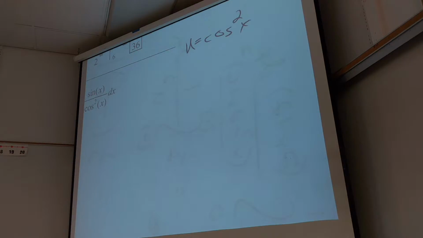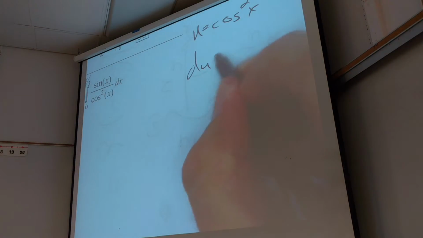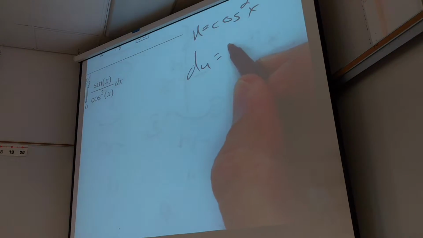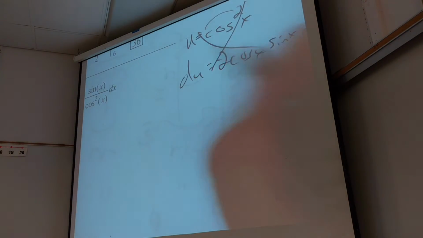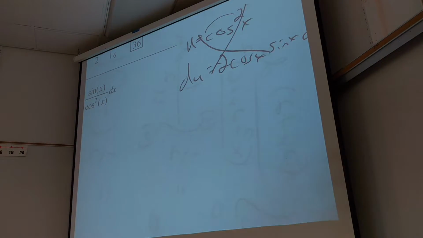So if my first guess is I let u be cosine squared, what do I get when I take its derivative? 2 cosine x times negative sine x. Now is all of that in there? No. Alright, so my first guess, no good. It's okay. It doesn't mean that you didn't know what you're doing. It was a good first guess. Good effort. Good try.